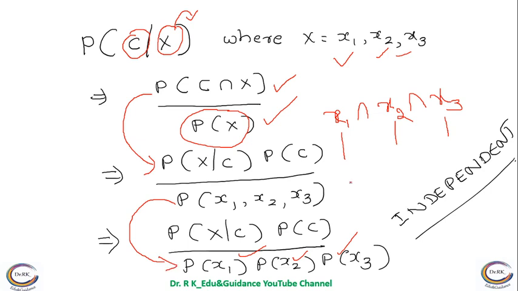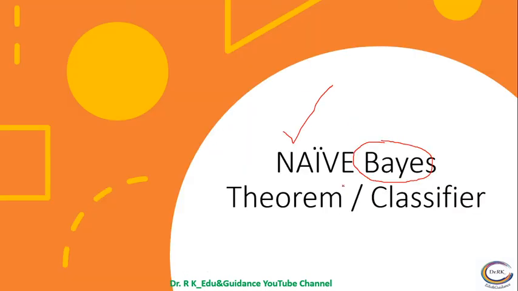So when can we have this? When they are independent events. X1, X2, X3 are called features in machine learning terminology, and C is called the class. So this can be used only when X1, X2, X3 are independent events. That is Bayes theorem with independent events, which is nothing but Naive-Bayes theorem. If you take Bayes theorem and put a restriction that the features are independent, it goes towards Naive-Bayes theorem, which is one of the popular machine learning classification algorithms.